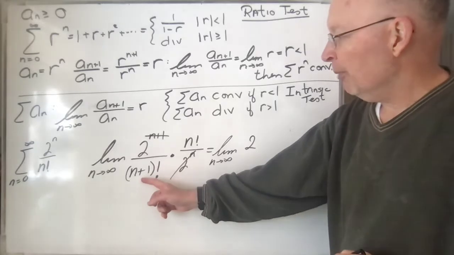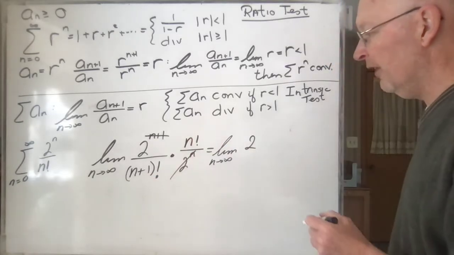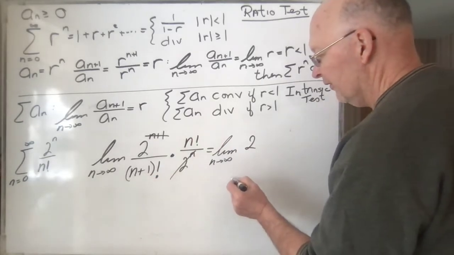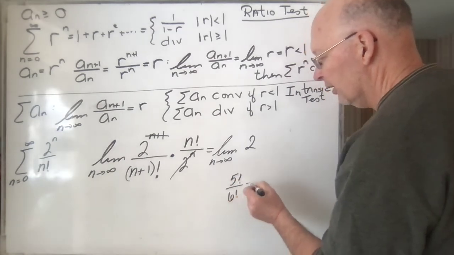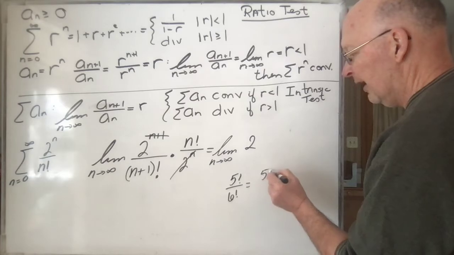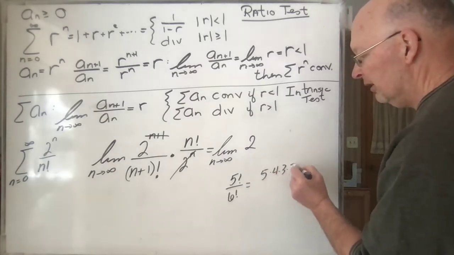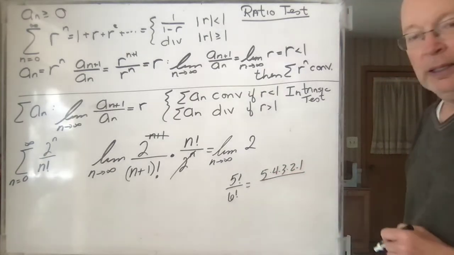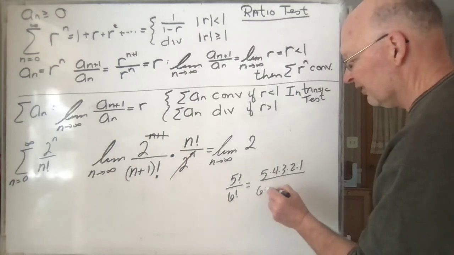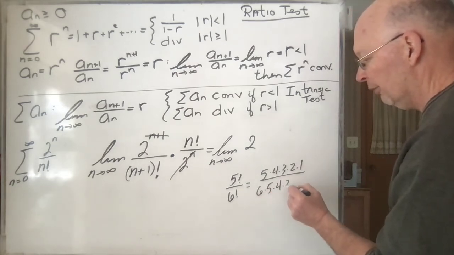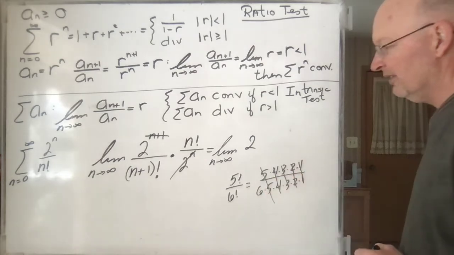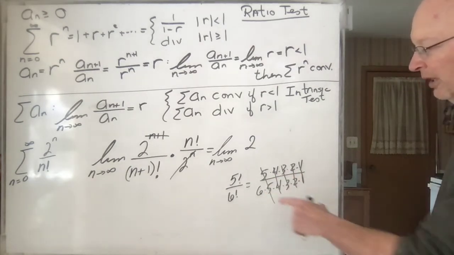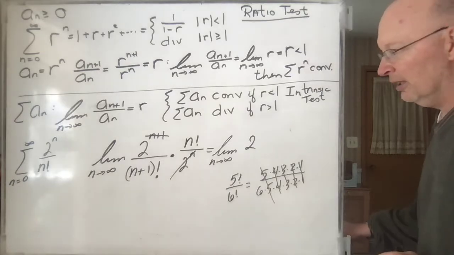Notice here I have n plus 1 factorial, and here I have n factorial. Let's think about this. If n was equal to 5, you would have 5 factorial over 6 factorial. How does that reduce? 5, 4, 3, 2, 1 on the top. On the bottom, you're going to have 6, 5, 4, 3, 2, 1. Those all divide out. See, as I say, all this stuff divides out so nice. All you're left with is a 6.